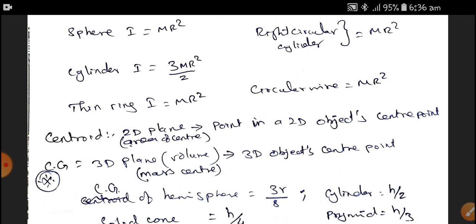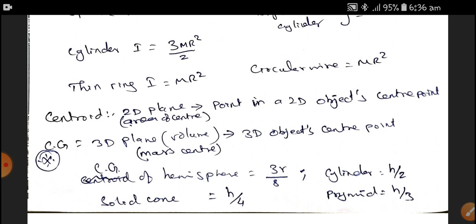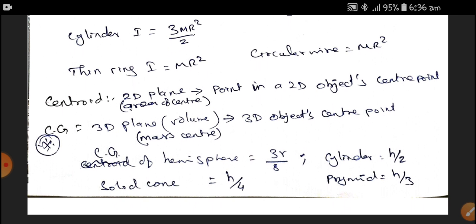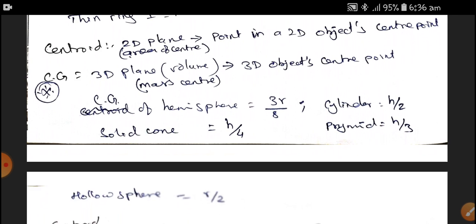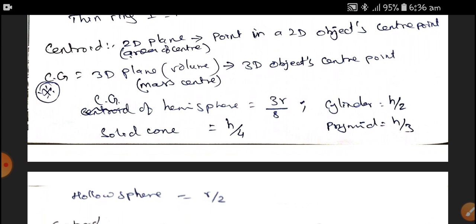Here I would like to give some of the CG formulas for different shapes. First, the CG of the hemisphere is 3r by 8. For the solid cone, h by 4; cylinder, h by 2; pyramid, h by 3; and hollow sphere, r by 2.